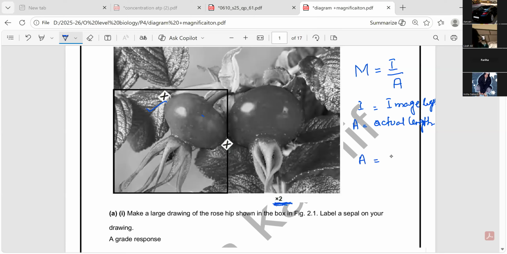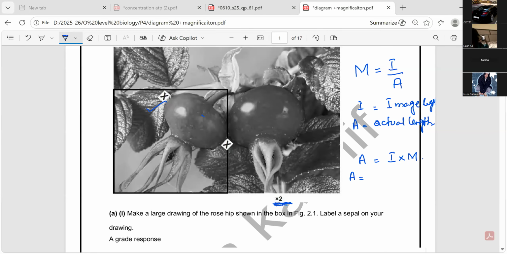A is equal to I times M. A means actual length. How are we going to find the actual length? Because this is not the actual length of the rose hip, we are going to use the formula A is equal to I times M. So how are we going to calculate the actual length? We need to measure the length of the rose hip fruit.